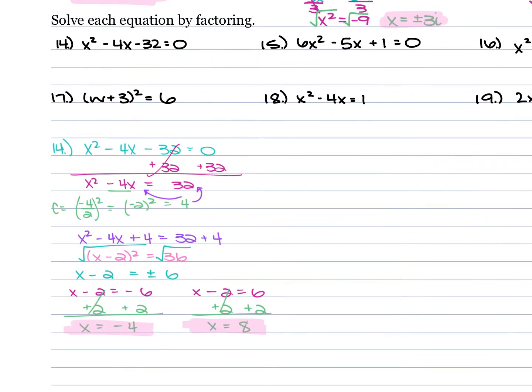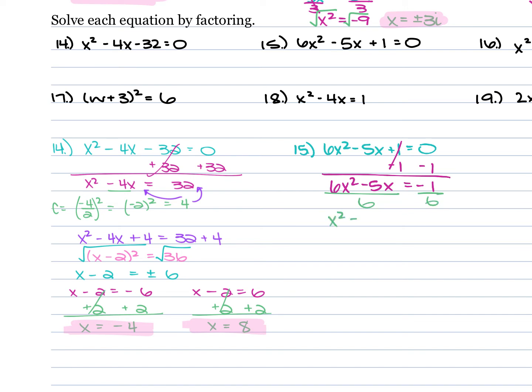If we look at 15, 15 is a little different. We have 6x squared minus 5x plus 1 is equal to 0. If we solve this using the completing the square method, we're going to move the 1 over by subtracting it from both sides. This gives us 6x squared minus 5x is equal to negative 1. From here, we would divide each side by the 6 because you need an a that's 1. So that's going to give you x squared minus 5 over 6x is equal to negative 1/6.